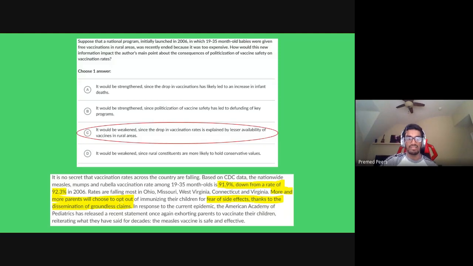So since this says the opposite, and that the vaccination rates are decreasing because of lesser availability of these vaccines and not because people are scared of their side effects, the author's point would be weakened in this paragraph. Does that make sense to everyone?